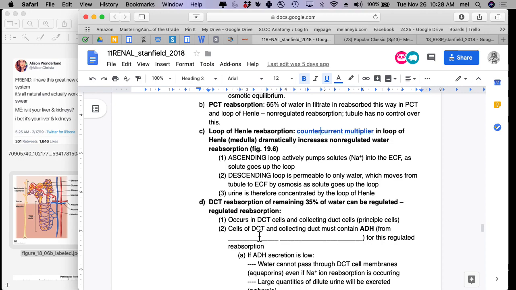Descending is water and ascending is ion. Yeah? Good? Okay. So that's called the countercurrent multiplier. For those of you who are going into pharmacy or planning to go into pre-med or something, that is something that so few people understand, but I think I figured out a way to explain it that actually makes it make sense.